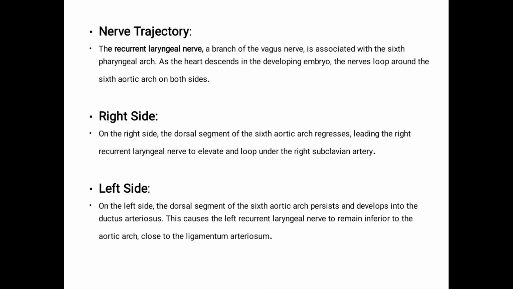On the right side, the dorsal segment of the sixth aortic arch regresses, leading the right recurrent laryngeal nerve to elevate and loop under the right subclavian artery. Left side. On the left side, the dorsal segment of the sixth aortic arch persists and develops into the ductus arteriosus, and this causes the left recurrent laryngeal nerve to remain inferior to the aortic arch, close to the ligamentum arteriosum.